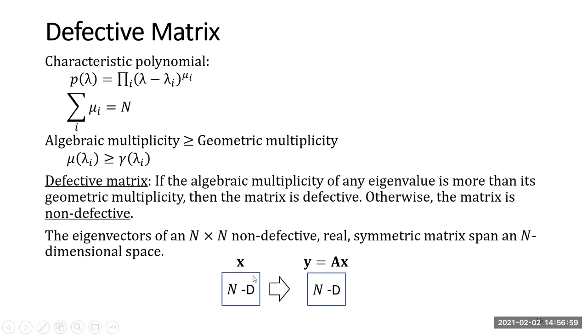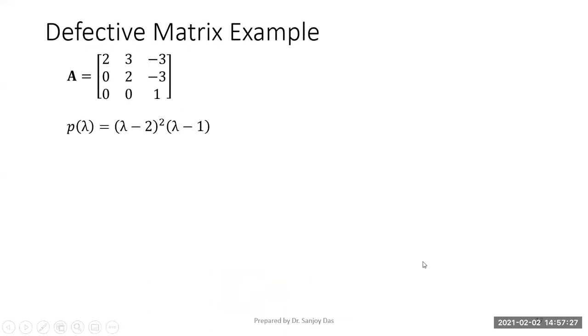If X is a point in n-dimensional space and A is a non-defective n by n matrix, then all these points Y will lie in an n-dimensional space, not in a subspace, not in a hyperplane of this n-dimensional space, but they'll be all over the n-dimensional space. Any questions? No. So this is an example of a defective matrix.